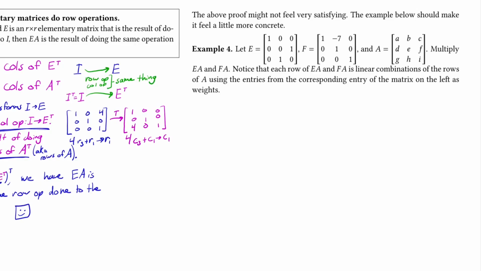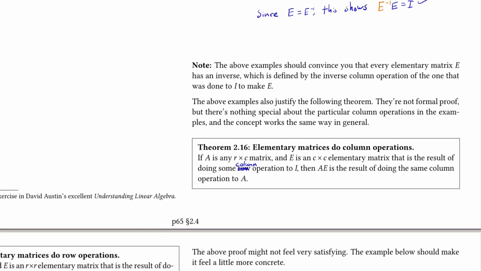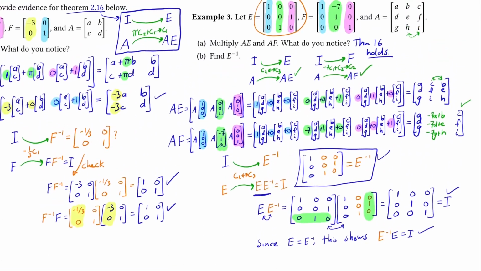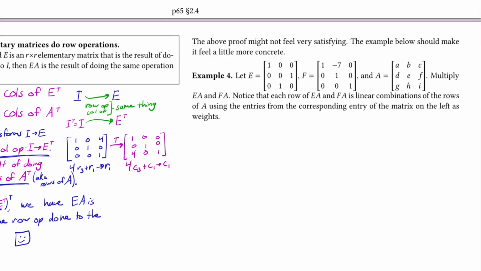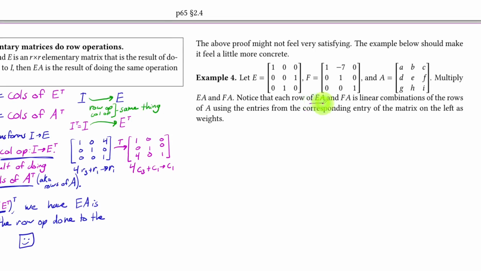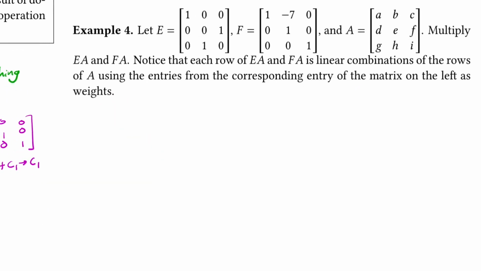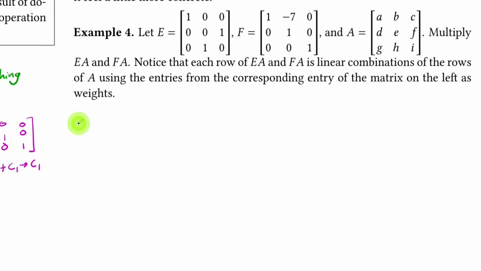We have the same E and F as before in the previous example, but this time we are multiplying it the other way around. We're doing the E and F on the left. Okay, so let's just multiply E times A and we'll see how this works.